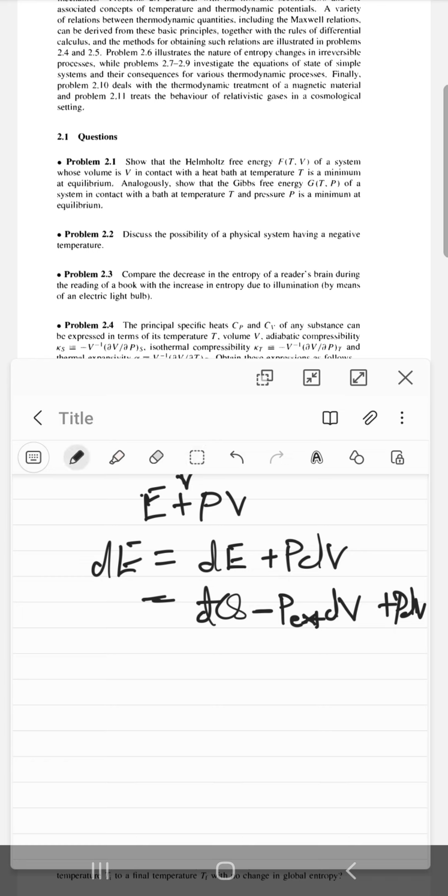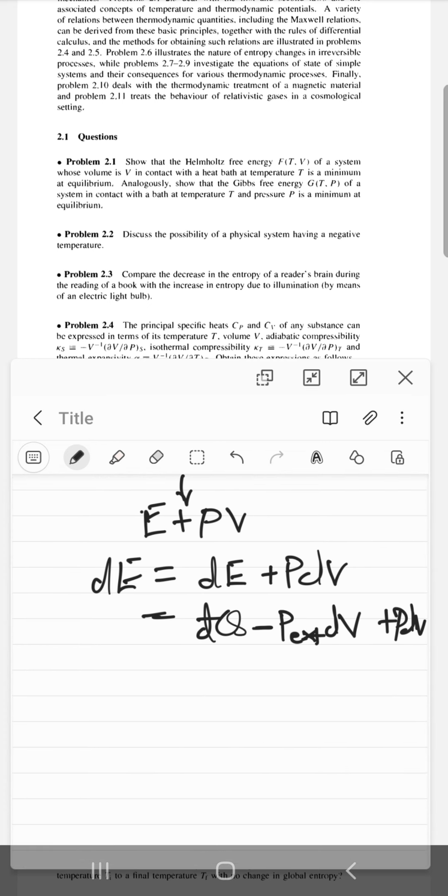Because it's essentially like, you know what, let's write an even better form for this. Let's just say that in this particular case the work done will always just be minus P external delta V.